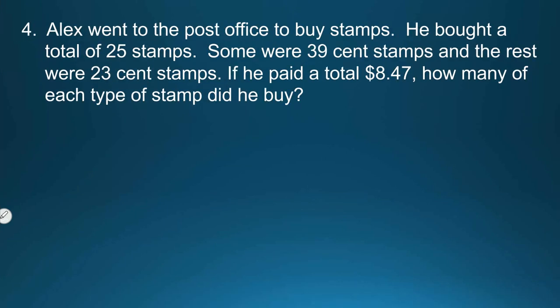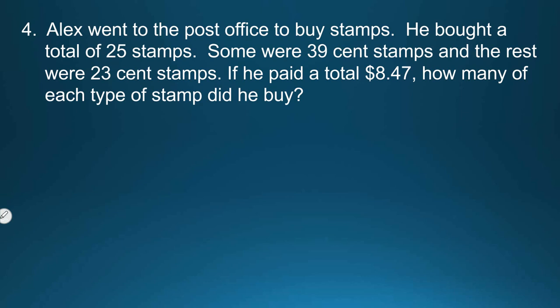All right, so we're skipping 3. You're going to do that on your own later. Let's go to 4. Alex went to the post office to buy stamps. He bought a total of 25 stamps. Some were 39-cent stamps, and the rest were 23-cent stamps. If he paid a total of $8.47, how many of each type of stamp did he buy?